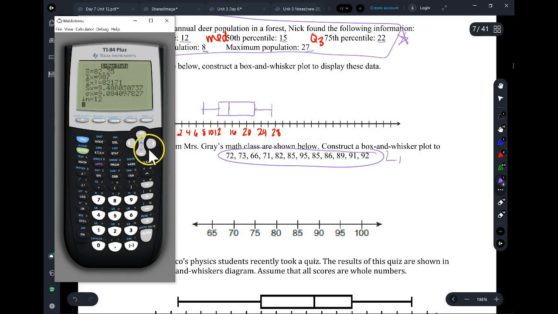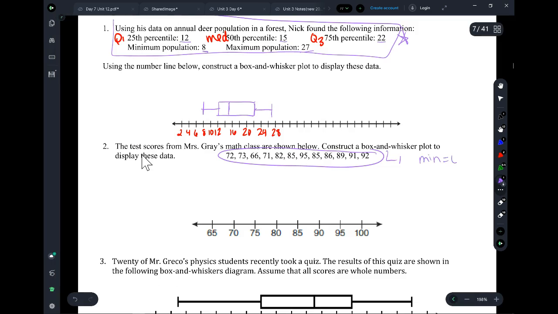And our 5-number summary is on our second page. So there is our 5-number summary. I'm going to list it off to the side this time. Our min is 66. Q1 is 72.5. Q2 or median is 85. Q3 is 90. And our maximum point is going up to 95.